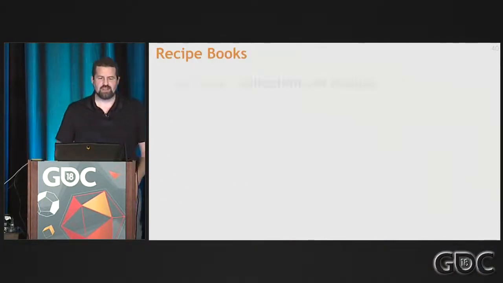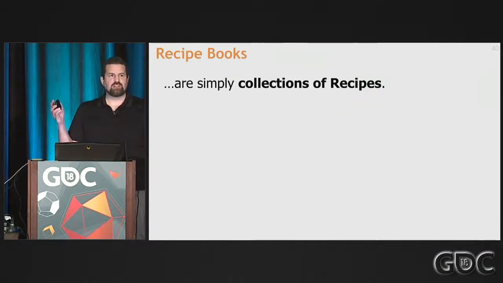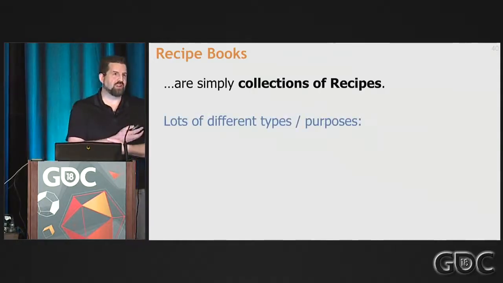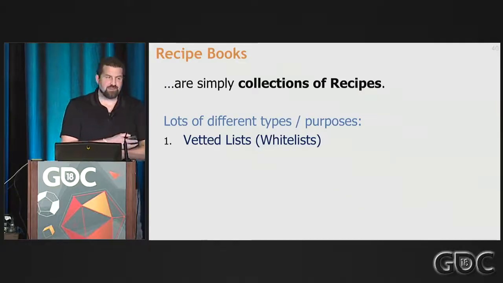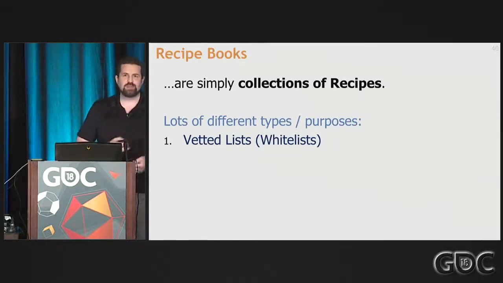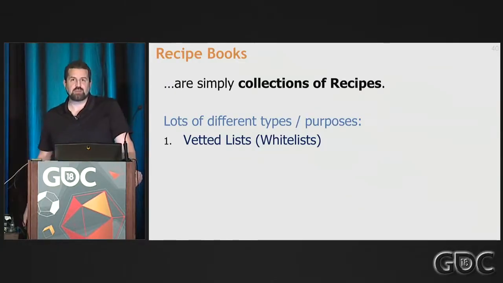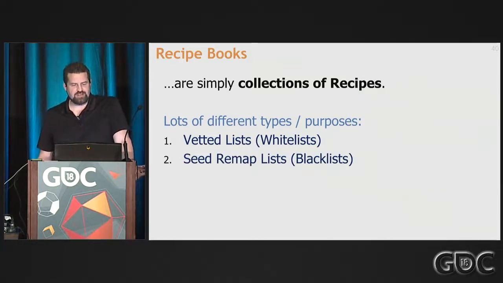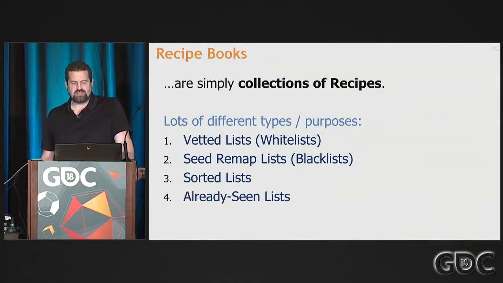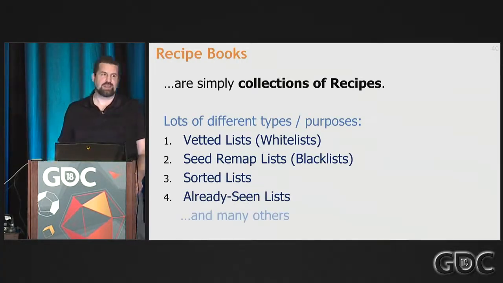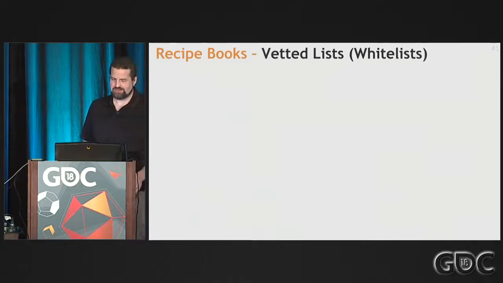Okay, recipe books are just a collection of recipes, but you might have multiple different ones, and there are different kinds that serve different purposes. The first one, probably the most common and simple, is what I'd call a vetted list or a white list. And I'll talk about each of these briefly. There's a seed remap list or a black list. There's sorted lists and already seen lists, and there can be any number of these.